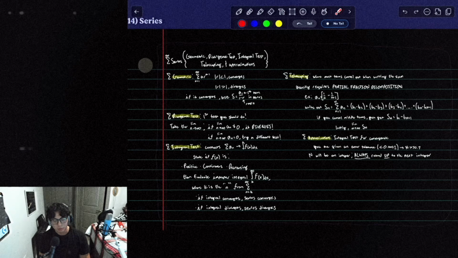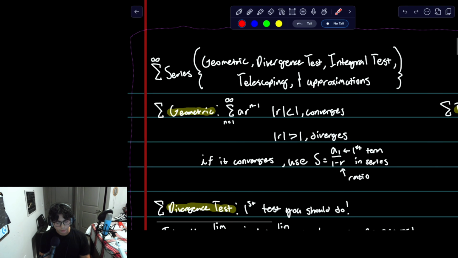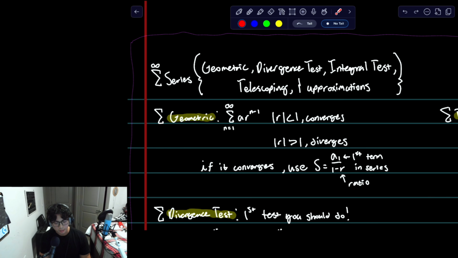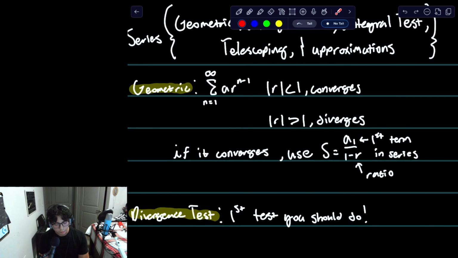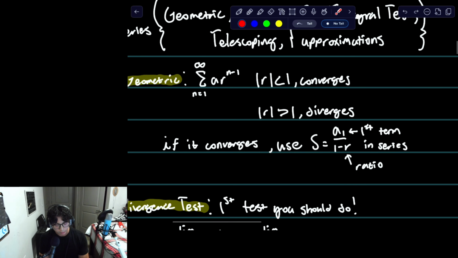Today's video is going to go over 5 series related topics, which are geometric, divergence test, integral test, telescoping, and approximations. And what you need to know about geometric is that it has a constant ratio r, and with that ratio, if the absolute value of that ratio is less than 1, the series will converge, and if it's greater than 1, it will diverge.